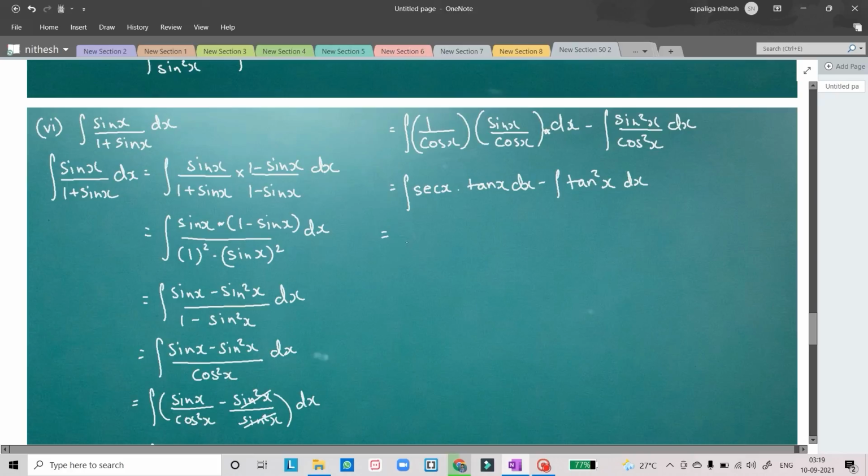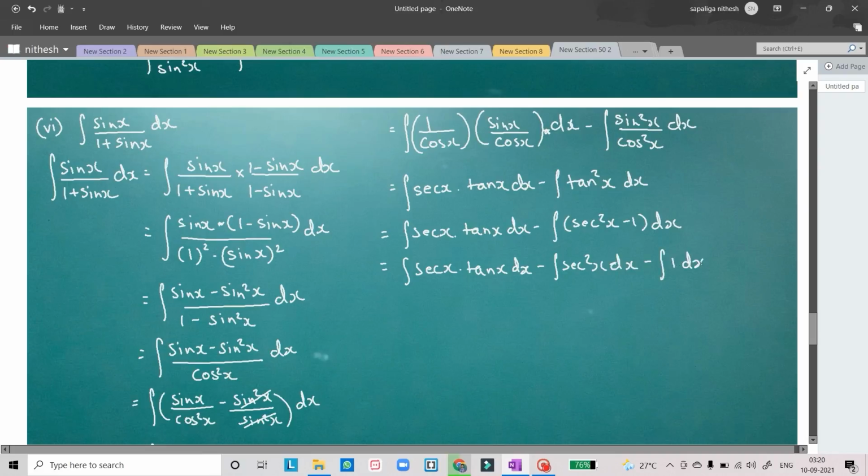So the integral of sec x into tan x dx we get as sec x, and the integral of tan square x we split, we write it as sec square x minus 1, and the integral of sec square x we get as tan x, and integral of 1 we get as x. So the final answer we get as sec x minus tan x plus x plus c.